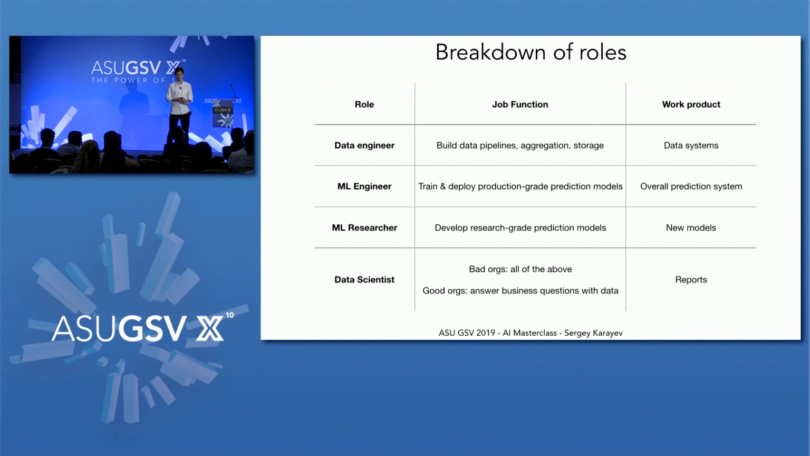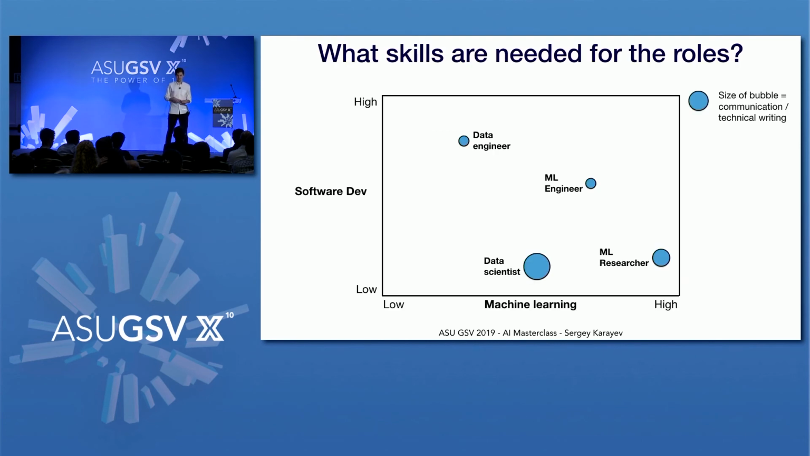Now, data scientist: at old organizations, it would be one person doing all of the above, like data engineering and research. And that used to be called data scientist. I think the new consensus for what a data scientist is, is someone who cares about the business value of data and answers business questions with data.